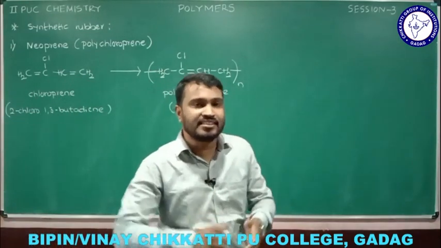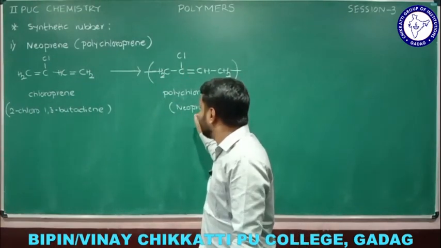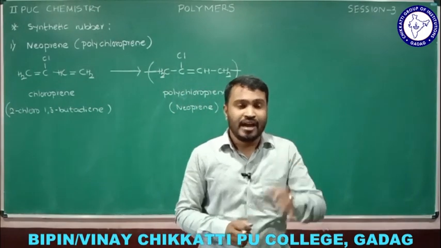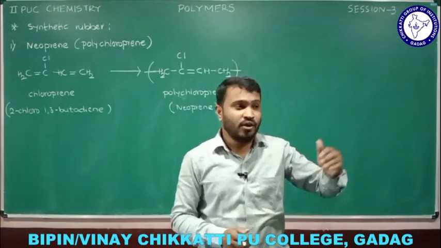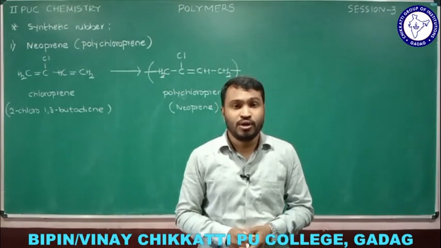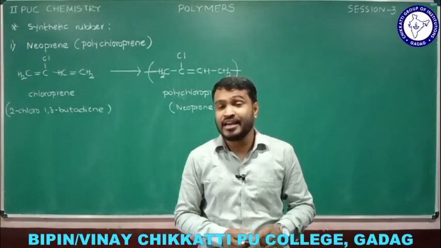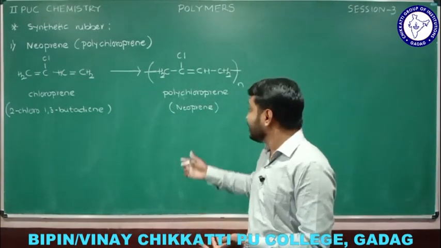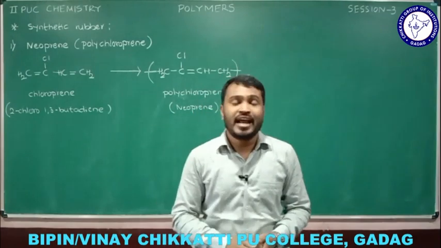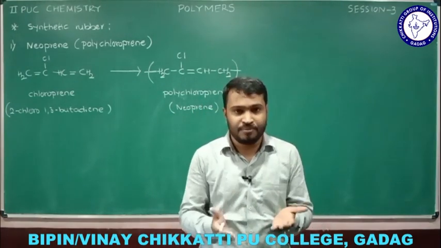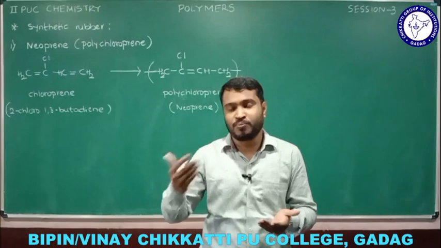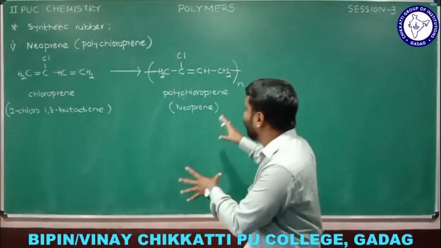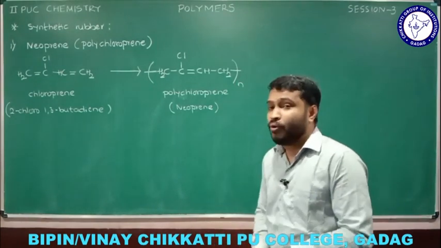And how to write the statement: neoprene is obtained by addition polymerization of chloroprene. And remember, addition polymerization you can also call chain polymerization. Remember, the mechanism involved is free radical polymerization. Therefore, you can also say that neoprene is obtained by free radical polymerization of chloroprene, because radical initiation, propagation, and chain termination take place, and finally you get a polymer, which we call polychloroprene.